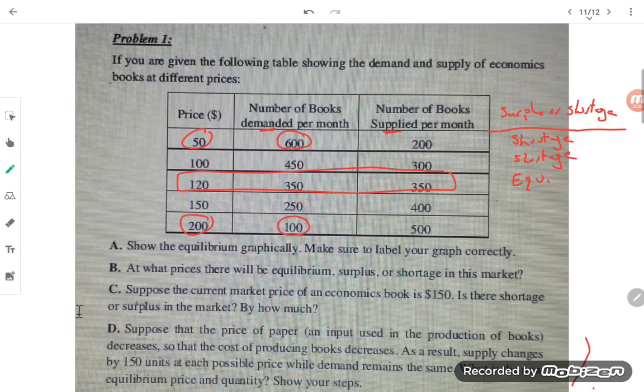At 150, quantity demanded is 250 and the quantity supplied is 400. So there is surplus or excess supply. At price 200, quantity demanded is 100 and the quantity supplied is 500. So there is an excess supply of 400, or there is a surplus. So at what prices will there be equilibrium? At price 120. Surplus at 150 and 200, or any price greater than 120. Shortage at 50 and 100, or any price lower than 120.